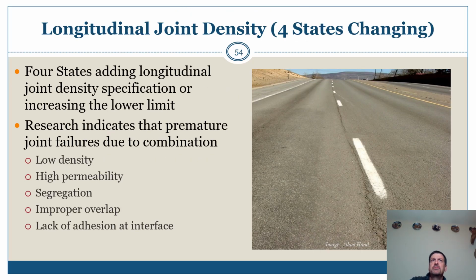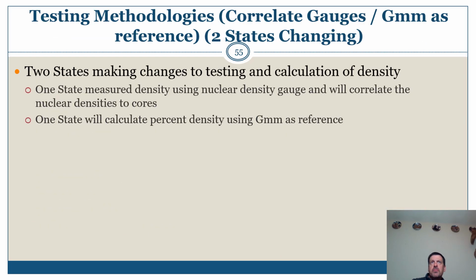4 states added longitudinal joint specifications or increased the lower joint specification limits, and that comes up in the next webinar in much more detail. So with that, one other thing that was done is that 2 states made changes to their testing and calculation. One is measuring density using a nuclear gauge, and moving forward, they went to cores, correlating it to cores, and one went to using theoretical maximum specific gravity as a reference for in-place density.